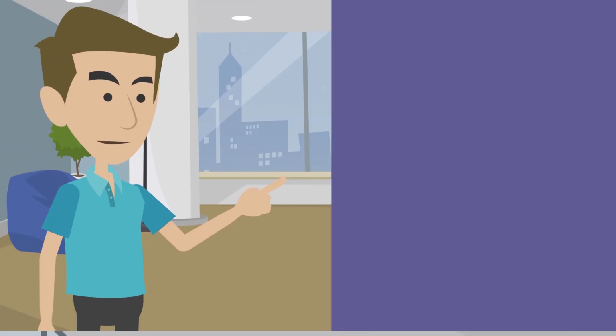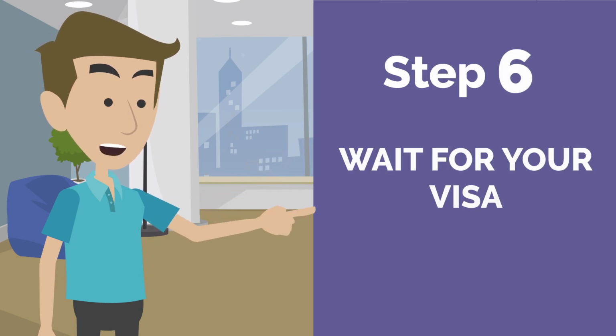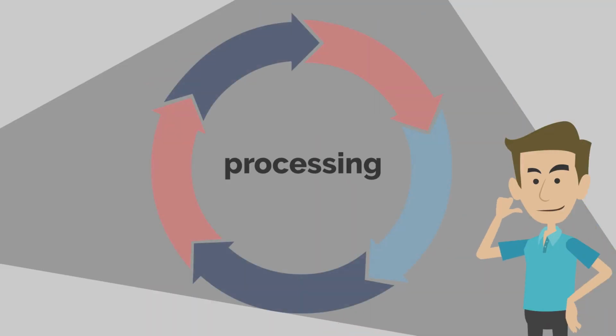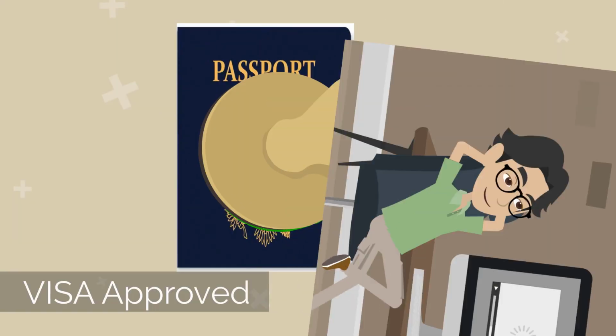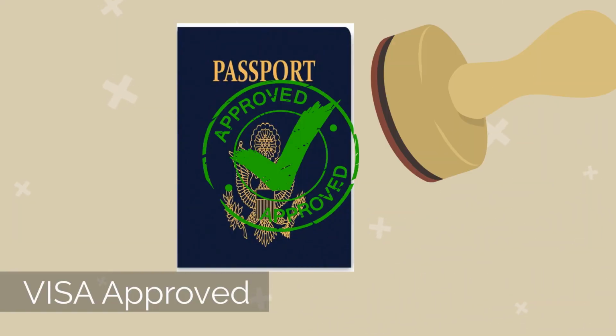Step 6. Wait for your visa. After your interview, you'll need to wait for your visa to be processed. This can take several weeks, so be patient. Once your visa is approved, you'll be able to travel to the United States and begin your studies.